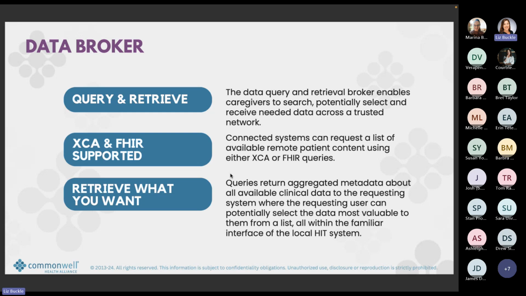Our data broker is also able to support XCA, which is the IHE, Integrating the Healthcare Enterprise, profiles. So the XCA query and XCA retrieve functions. And then we're also able to support FHIR R4 DocumentReference and Binary resources. And then we handle in between using MHD, the ability to move between an XDS and FHIR model so that our members can connect using their method of choice. Most often today, we are seeing members connect in using FHIR R4.